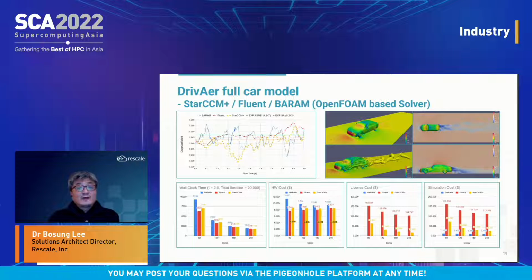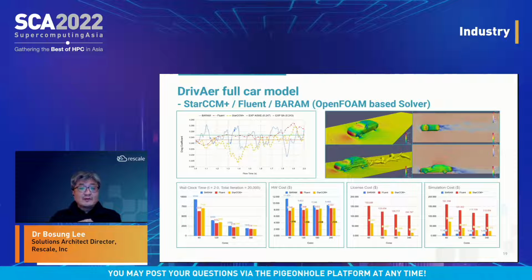In each software, the hardware cost is not much different as the number of nodes increases. This is due to the cloud hardware cost characteristics. As the number of cores increases, the cloud hardware cost increases. However, by increasing the number of cores, the simulation time is reduced. So the total hardware cost does not change much from 60 cores to 240 cores.